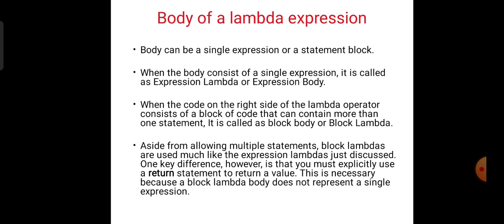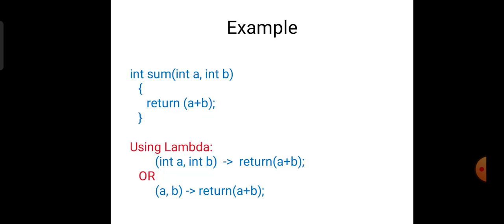Besides allowing multiple statements, block lambdas are used much like expression lambdas. So we have to keep the differences in mind. One statement block is called a block lambda. Then for a single expression, that is the expression lambda. In a block lambda, you must explicitly use a return statement to return a value. This is necessary because a block lambda does not represent a single expression.